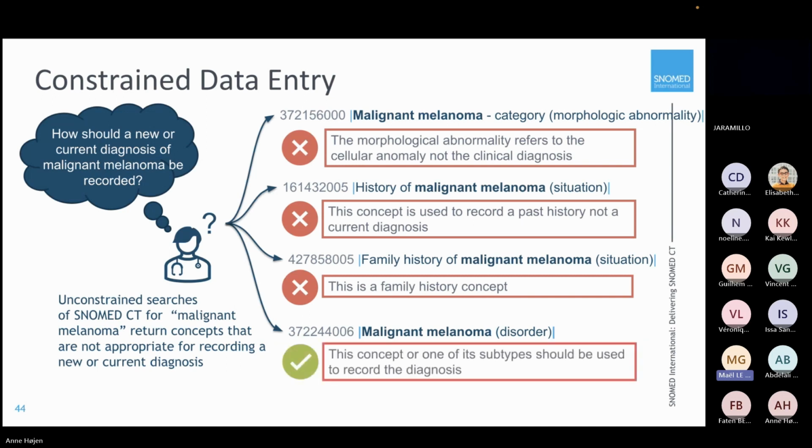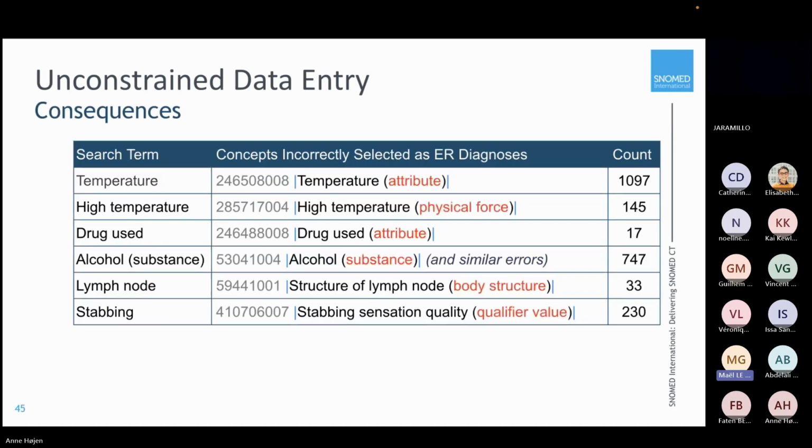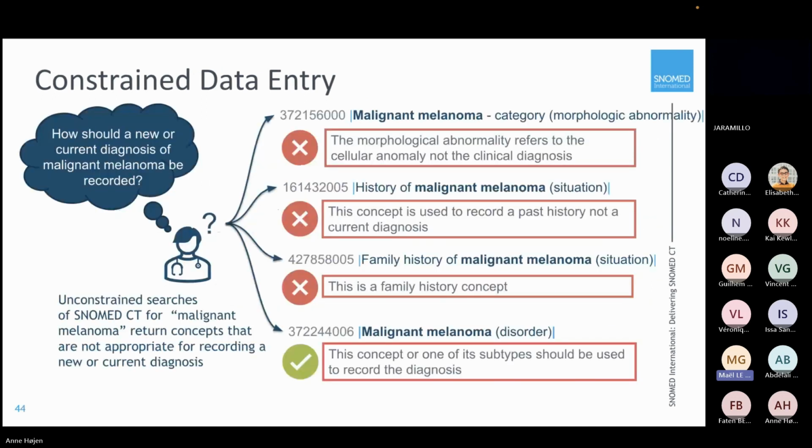Whereas this last concept, malignant melanoma, the disorder, sits in the disorder hierarchy and represents a disorder of type malignant melanoma. And in an implementation, you may even want to specify one of the subtypes of malignant melanoma, for example, if it's on the chin or on the nose or shoulder. There are concepts in SNOMED CT specifying the exact location for these malignant melanomas.